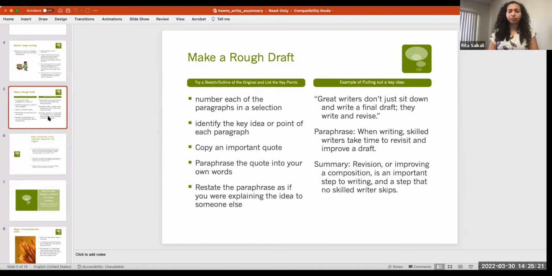All right. One thing that you could do is make a rough draft, right? So you can do that by numbering each of the paragraphs in a section. All right, so as you're reading on the test, you can put 1, 2, 3, 4, 5, depending on how many paragraphs you are reading.